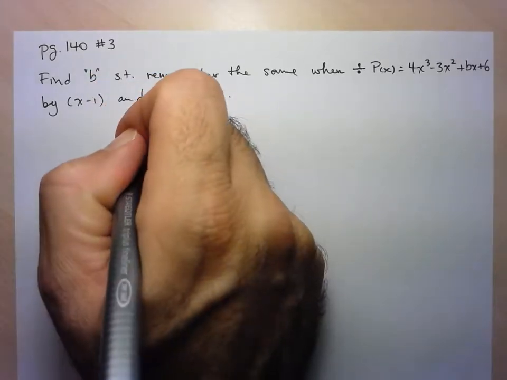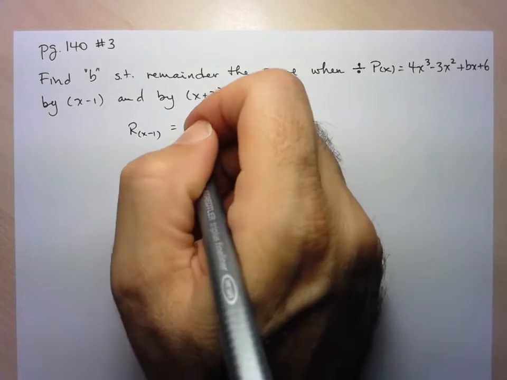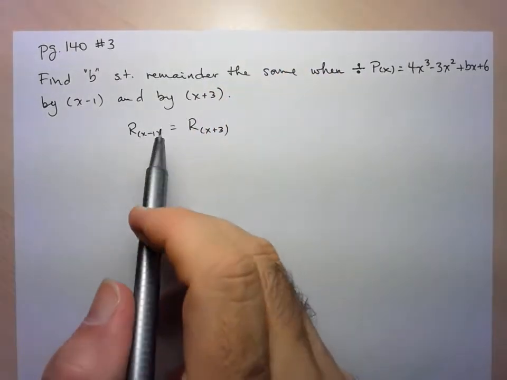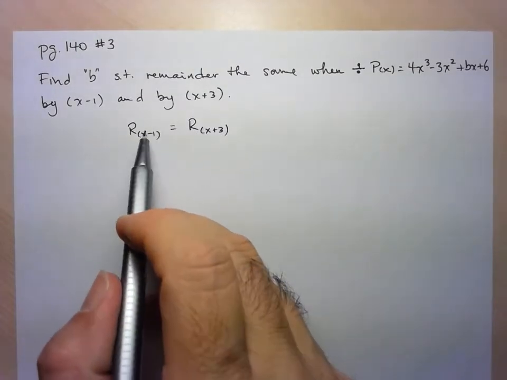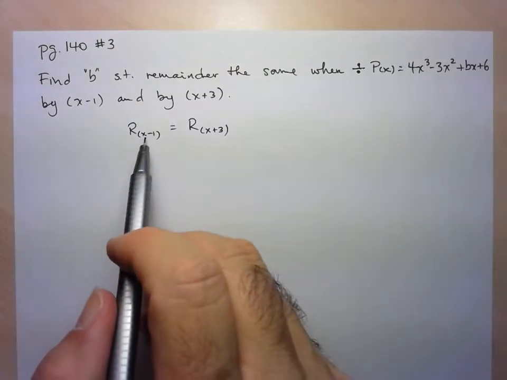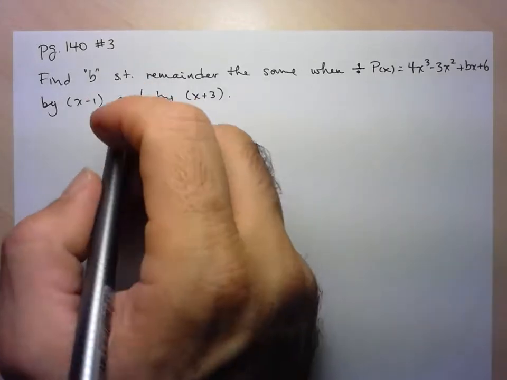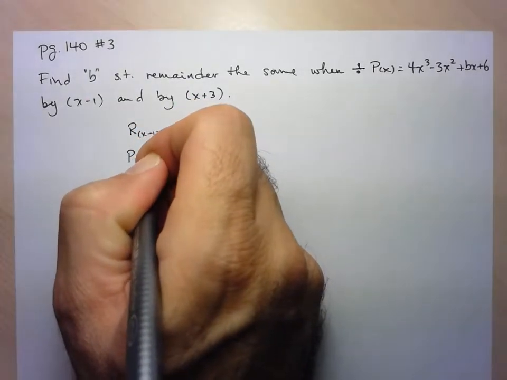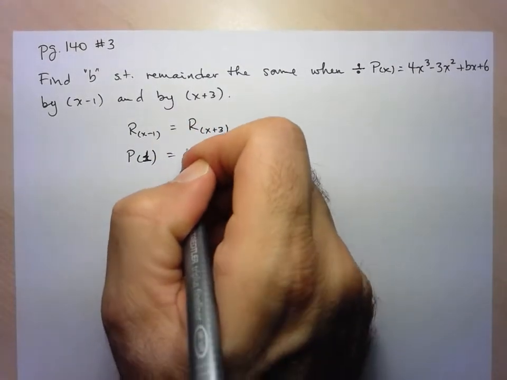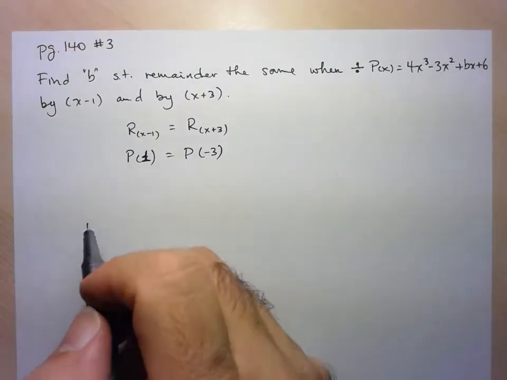Okay, so I can say that the remainder when I divide by x minus 1 has to be the same as the remainder when I divide by x plus 3. So why don't I just use the remainder theorem both times? And I know that those remainders have to be equal. So when I divide by x minus 1, the remainder is just given by p at 1. So the polynomial evaluated at 1 is what gives me this remainder, and the polynomial evaluated at -3 is what gives me the second remainder.